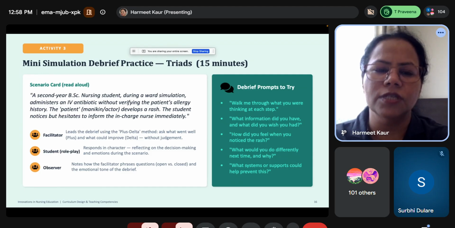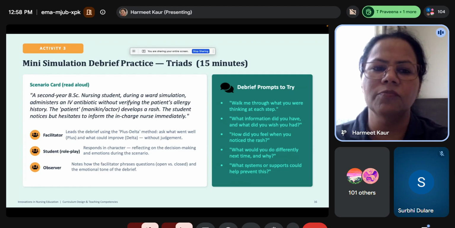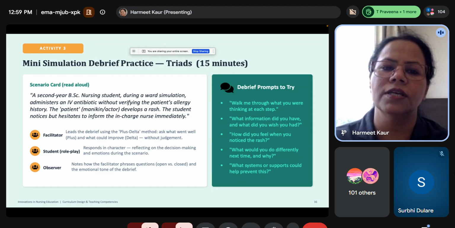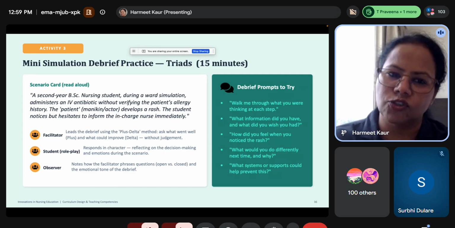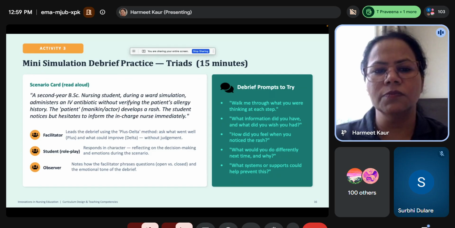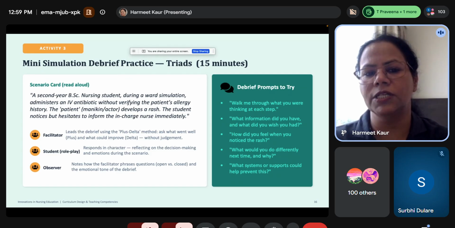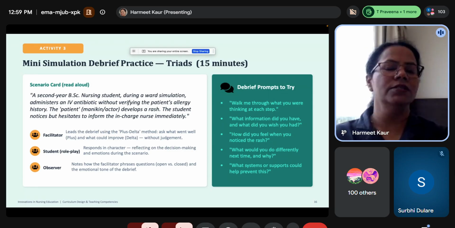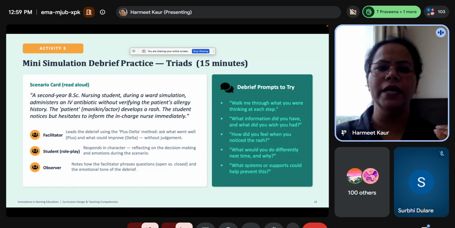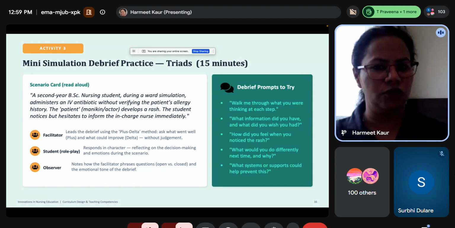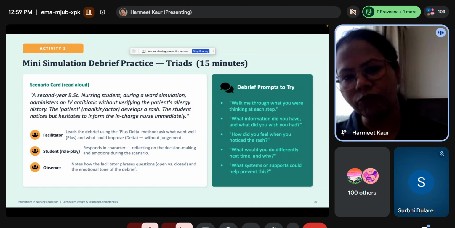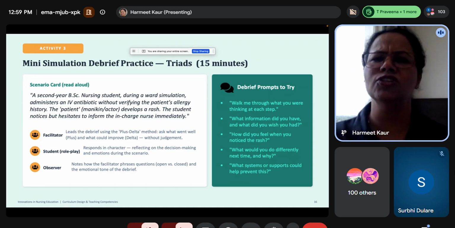This is a scenario where a second year BSc nursing student during a ward simulation administers an IV antibiotic without verifying the patient's allergy history. The patient develops a rash, and the student notices but hesitates to inform the in charge immediately. So you have run a scenario where the student has noticed that there is a rash because I have given some antibiotic, but the student did not inform the in charge. This is happening in the simulation scenario.